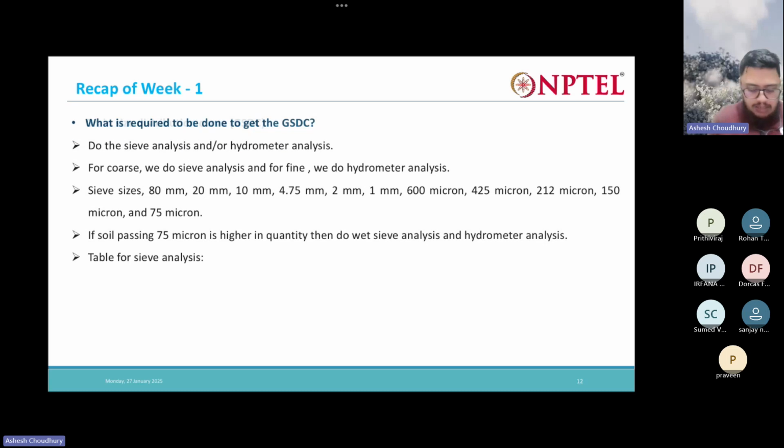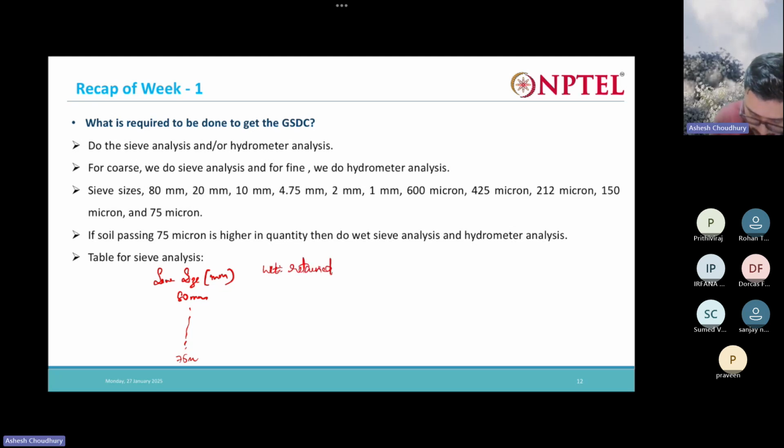Now let me just write the table for sieve analysis. First we have the sieve size. It begins from 80 mm and goes down to 75 micron. Then we have the weight retained.